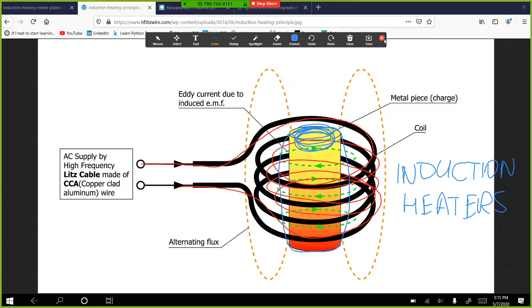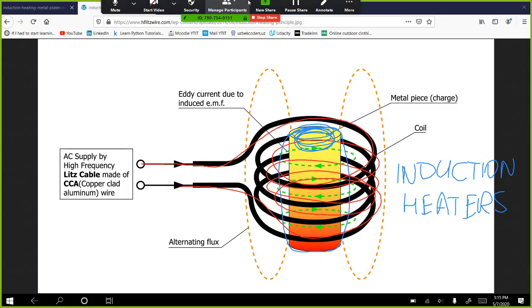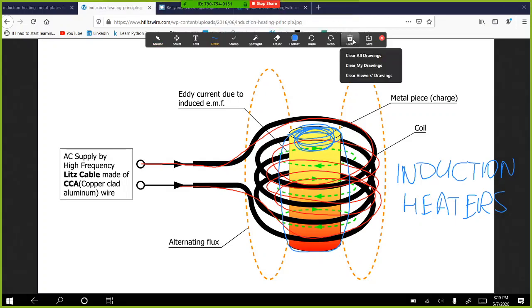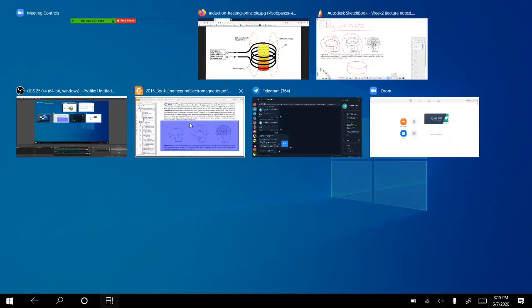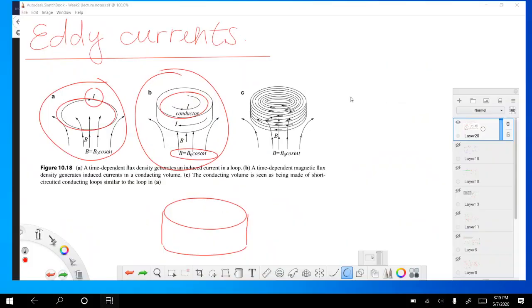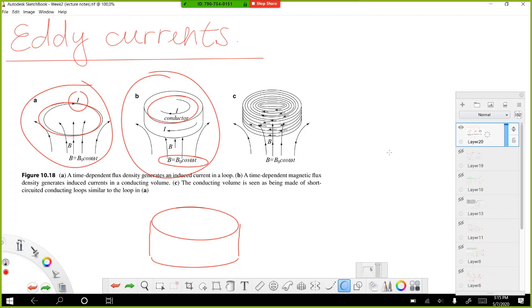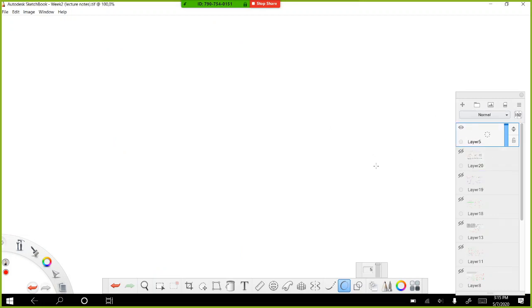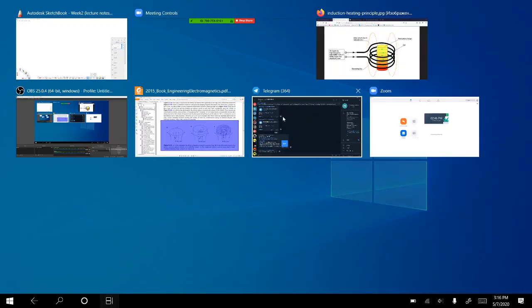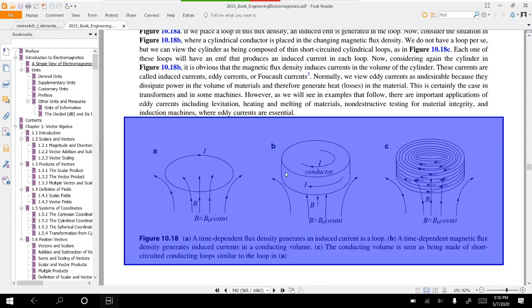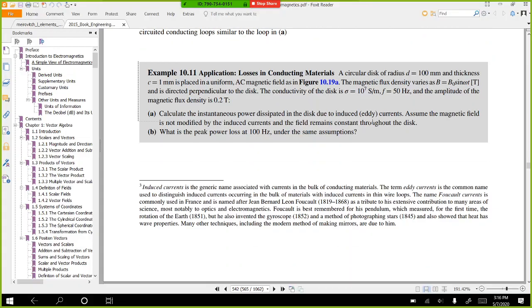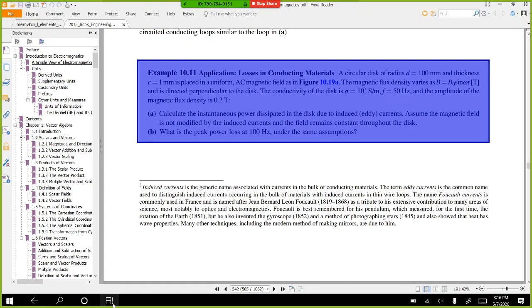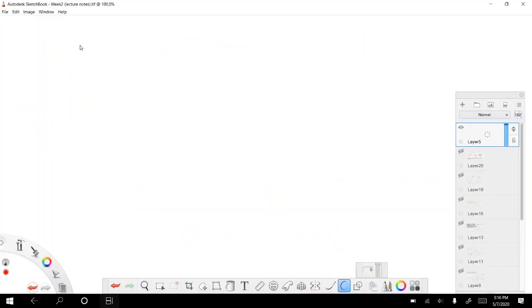Well, if we go back to our lecture, so let's see one example. Let's see any examples. Okay, example 10.11.